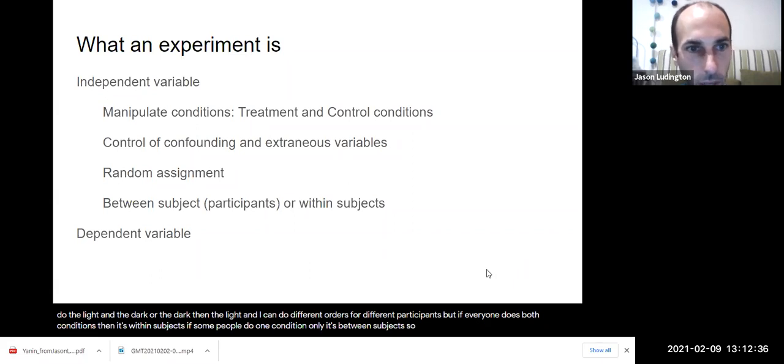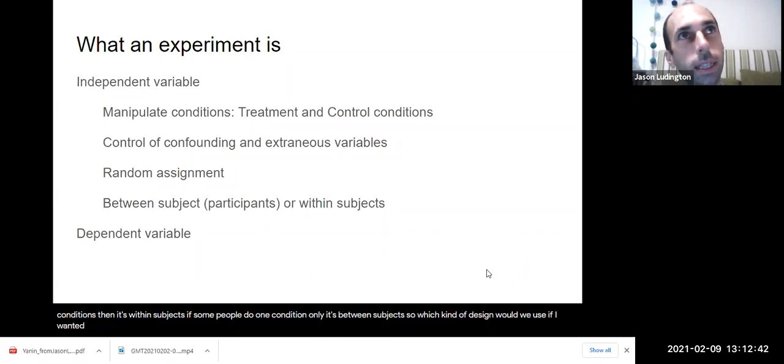So, which kind of design would we use if I wanted participants to take a test standing up and take a test sitting down?